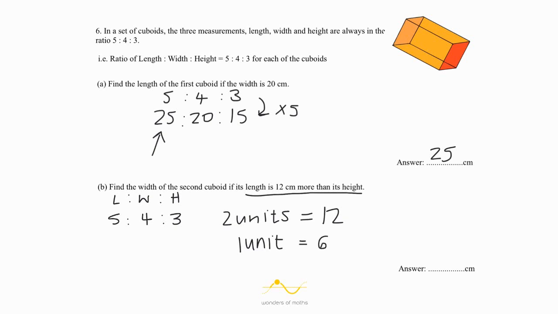We want to find out the width. So let's go back to our ratio and we'll see that the width is made up of 4 units. To figure out the length of the width, we have to do 4 multiplied by 6, which gives us 24 centimeters.